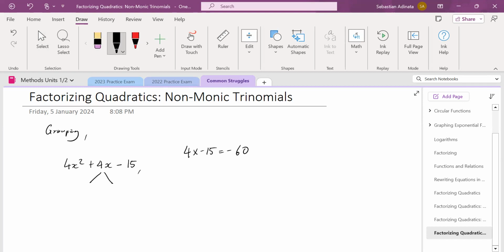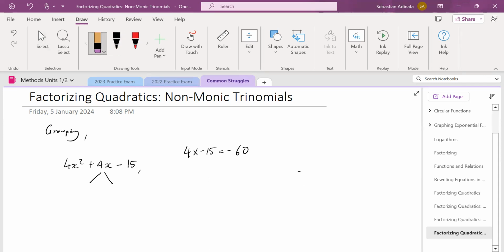Negative 60. We need to find factors of negative 60 that add to this 4. Now, we know this is positive, and now we know this is negative. So the bigger number will be positive, and the smaller number will be negative. So if we had 30 times 2, 30 would be positive, and 2 would be negative, because 30 plus negative 2 is 28, and negative 30 plus 2 is negative 28. And we want a positive number.